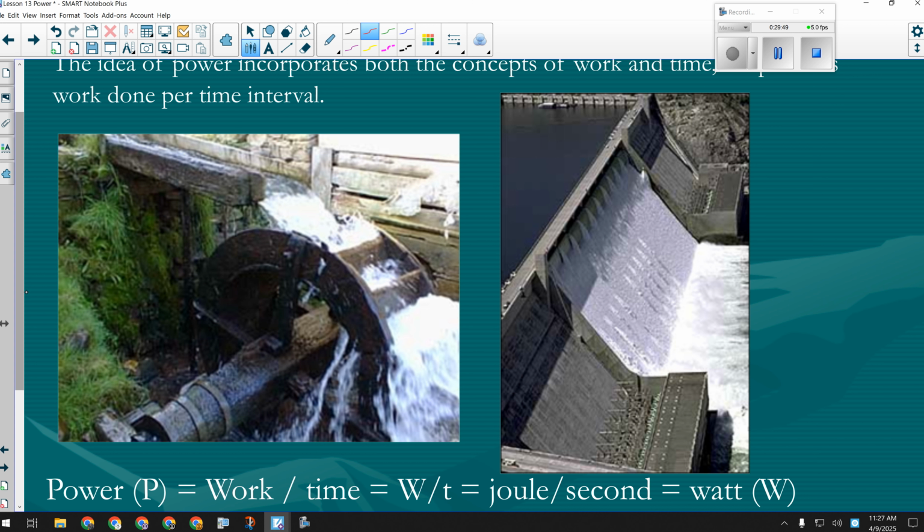And then Friday, quiz. The practice quizzes you should do are 8, 9, and 10. That's going to be all work, energy, conservation of energy, that kind of stuff. And then obviously the unit exam is Monday.